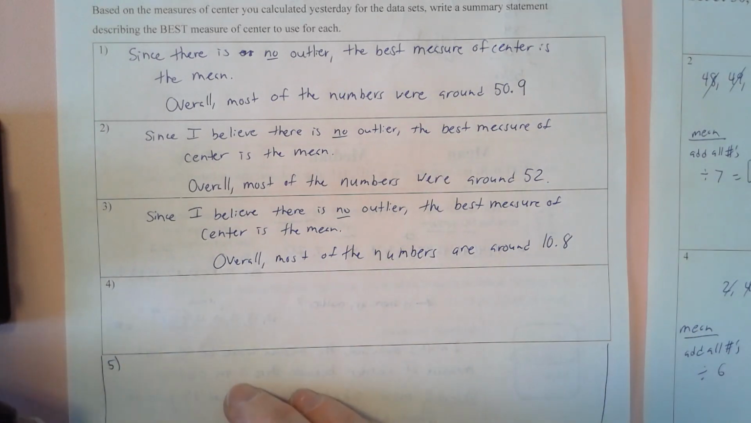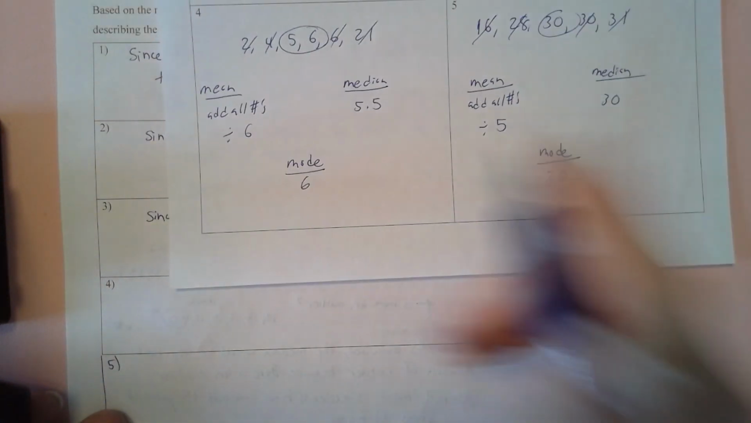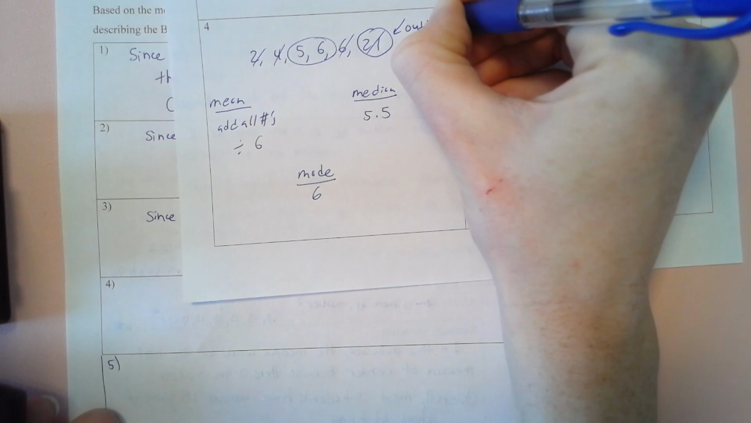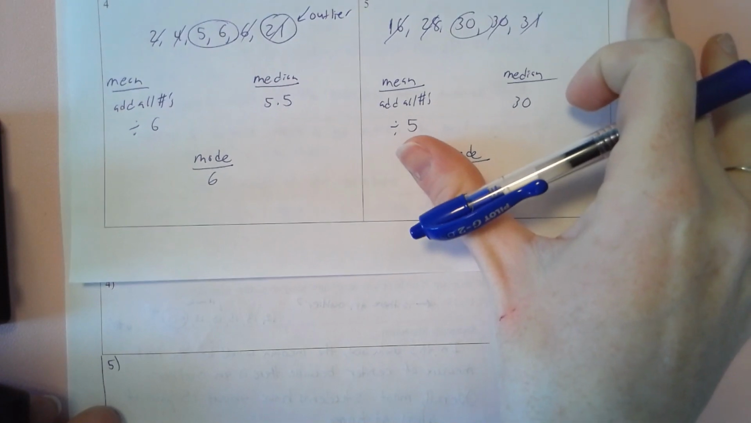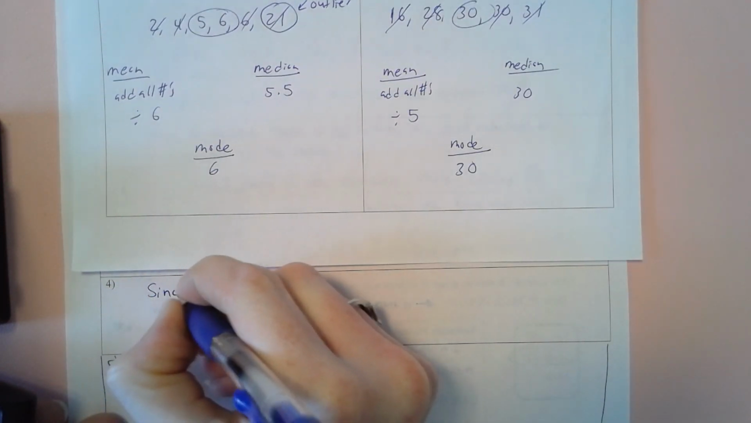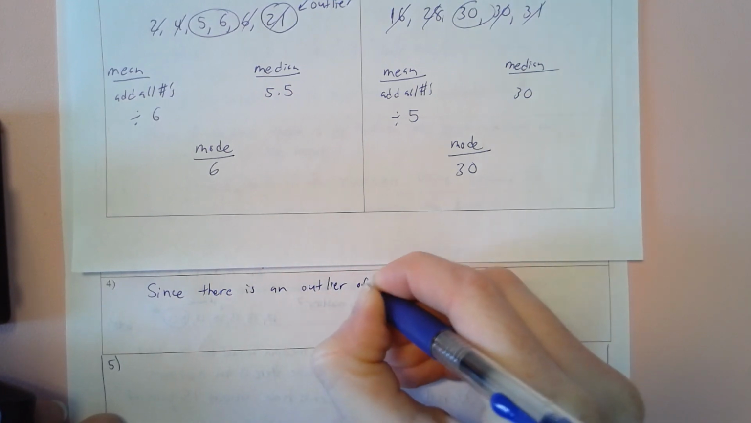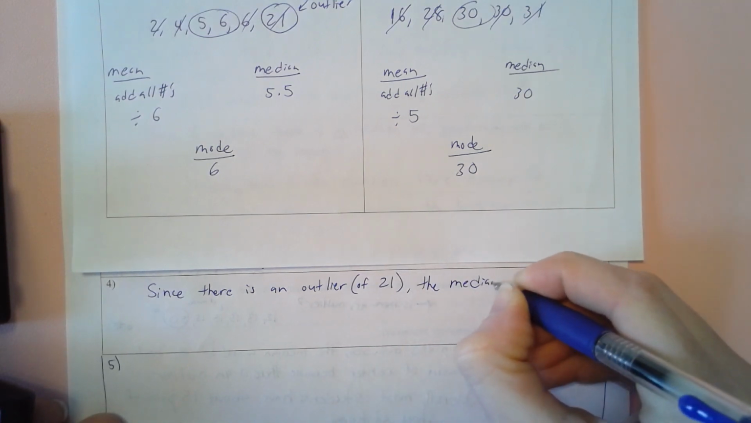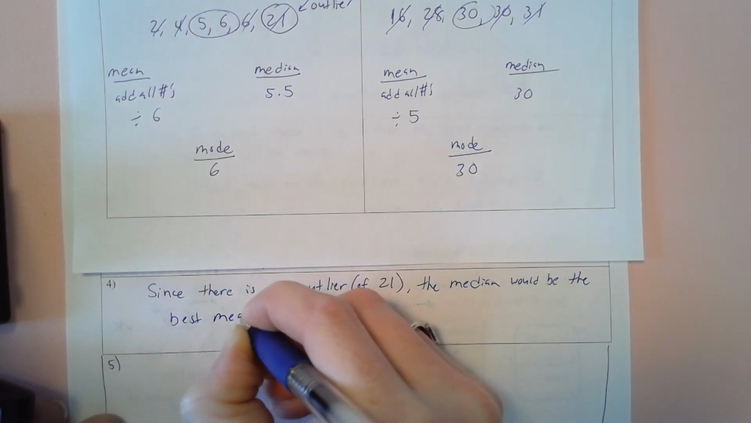All right, looking at set of data number 4 here, and then I think it looks better if I look at it in order here. There's a clear outlier, clearly. 21 is significantly bigger than the rest of them. So since there is an outlier, and you could say of 21, the median would be the best measure of center.